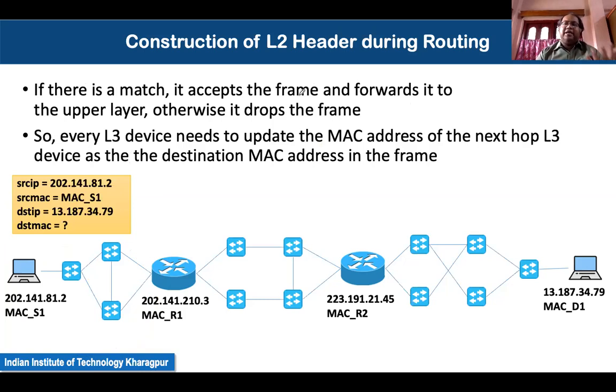Whenever you are getting a frame at your L2 device, or the layer 2 of your protocol stack, you look into the destination MAC address and try to match it with your own MAC address. There will be a match if the destination MAC address is the same as your own MAC address, or if the destination MAC address is a broadcast MAC address. In these two cases, there will be a match. If there is a match, you accept that frame and send it to the upper layer for further processing. Otherwise, you drop that frame.